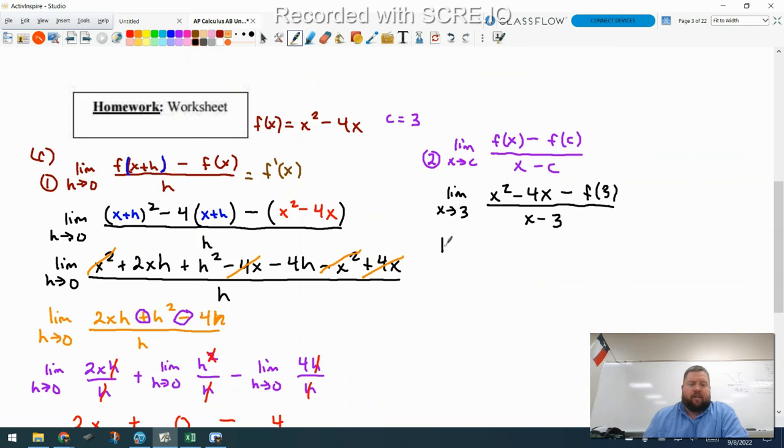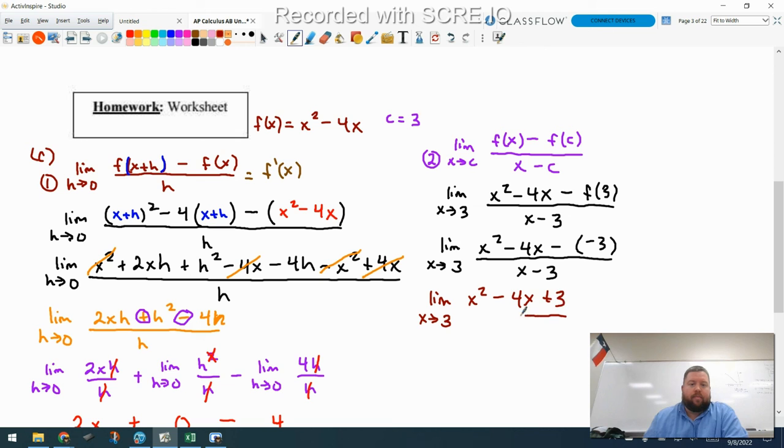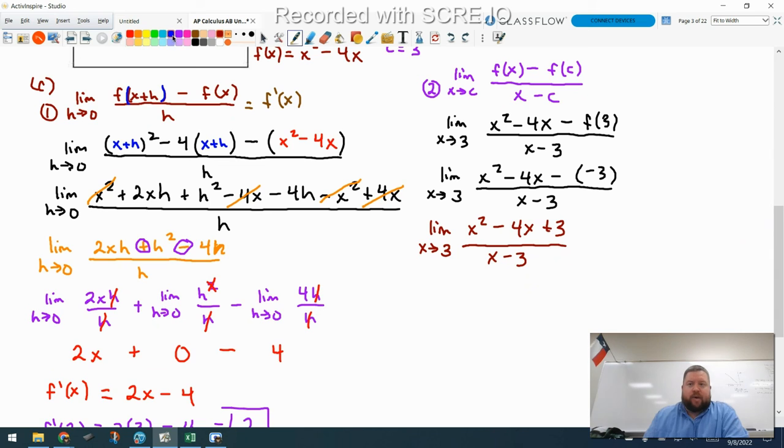All right, so let's rewrite it again. The limit as x approaches 3 of x squared minus 4x minus negative 3. We have a double negative right there, so we can turn that into a positive. Okay, so don't forget about direct substitution. Try to plug it in. 3 squared is 9, minus 12 is negative 3, plus 3 is 0, 3 minus 3 is 0.